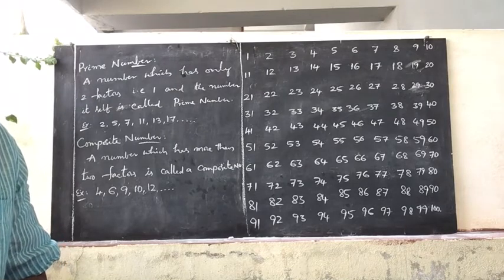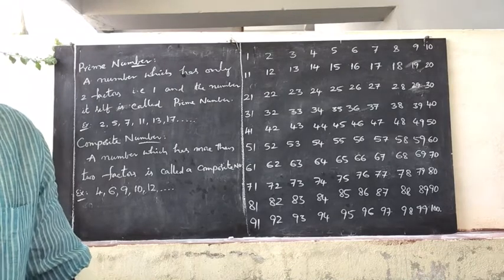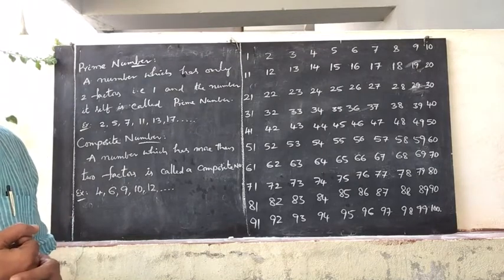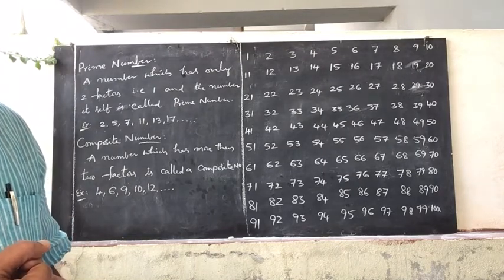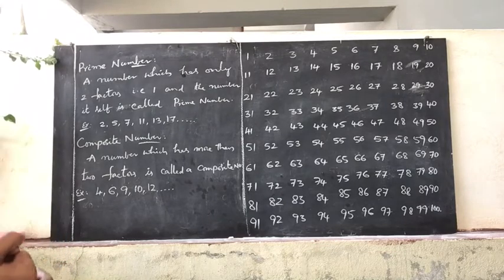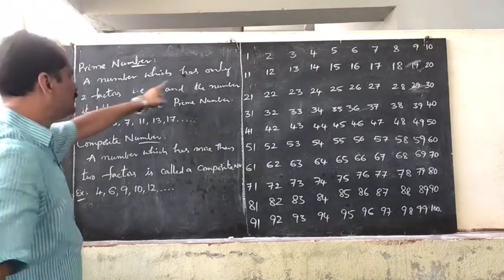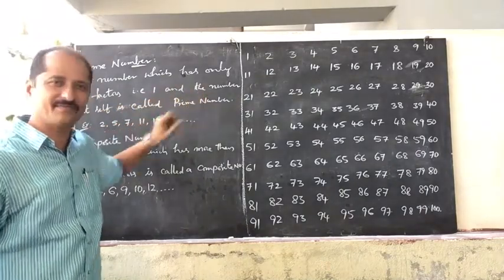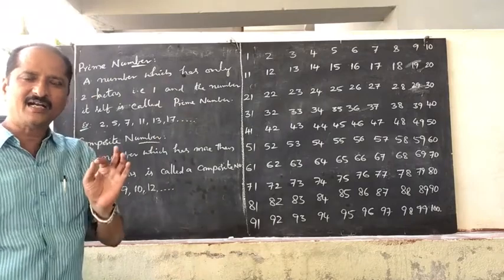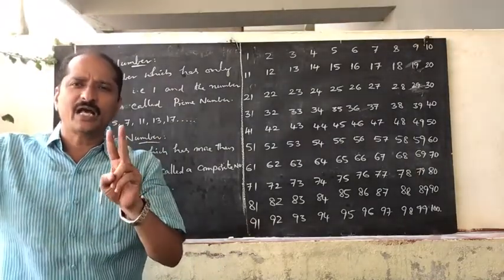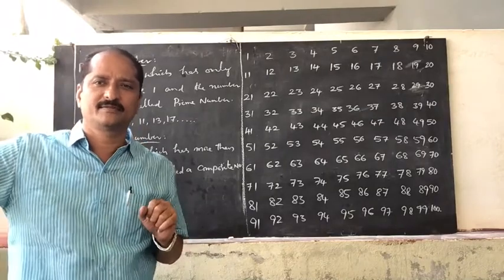A number which has only two factors are called prime numbers. A number which has only two factors, that is 1 and the number itself, is called a prime number. A prime number should have only two factors.